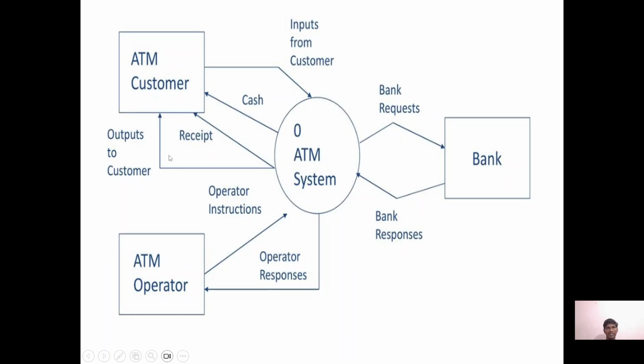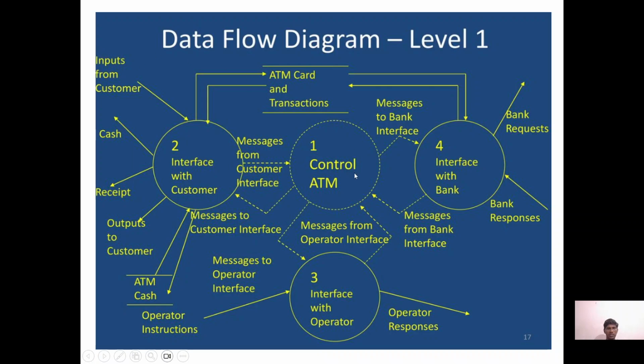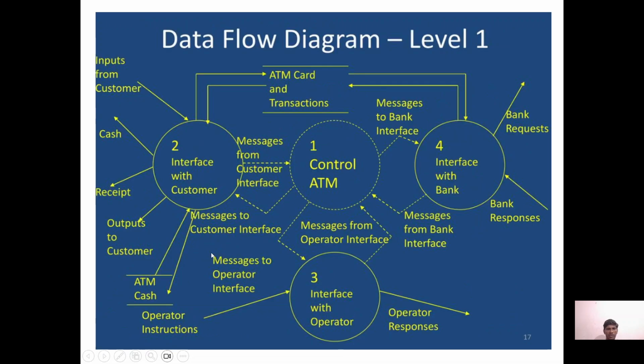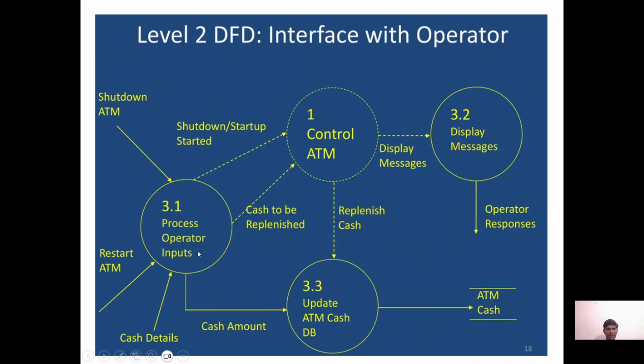Let us consider an example of an ATM system. Here the ATM customer, bank and operator are the entities and the ATM system is the process. That is level 0. In level 1 you have three processes: interface with the customer, interface with the bank and interface with the operator, to control the ATM, along with different entities and data stores. This is the level 2 DFD, where the interface with operator is expanded into process operator input, update ATM cache database and display messages.